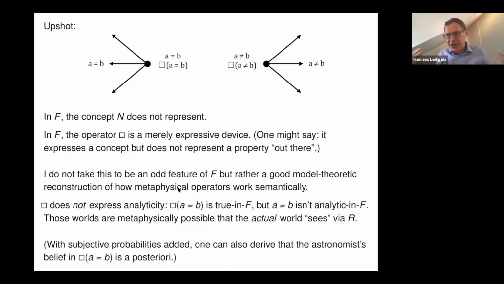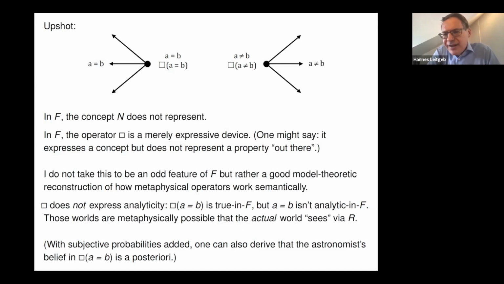And the upshot here in that framework is that the concept N does not represent, doesn't have a label that would figure in the truth condition for propositions. And the syntactic operator box is a merely expressive device, okay? It expresses, roughly, the concept N, but it doesn't represent the property out there, because the R component was not labeled by anything in the intended interpretation, the labeling structure. And now you might think, that's really a strange framework that you're building, Hannes. And again, my reply is, no, it's not. I think it's a nice model theoretic reconstruction of how metaphysical operators might work semantically, generally.